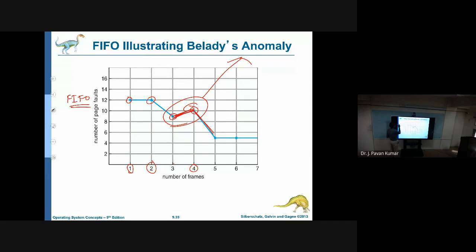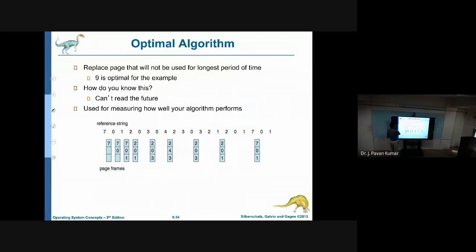Now we will see another page replacement algorithm, called the optimal page replacement algorithm. Here the strategy is simple. The name itself indicates it is optimal, that is, the number of page faults will be reduced. That is the main objective of a page replacement algorithm. For choosing this strategy, the objective is to reduce the number of page faults.